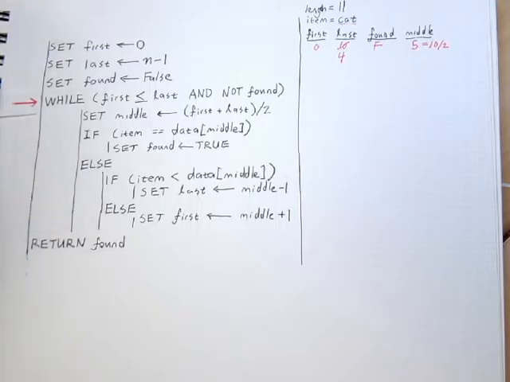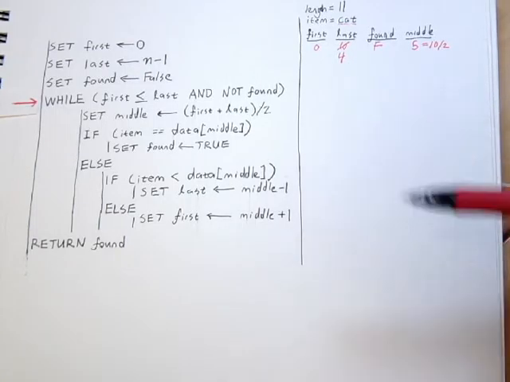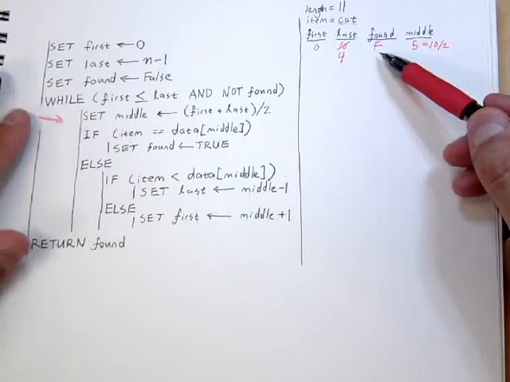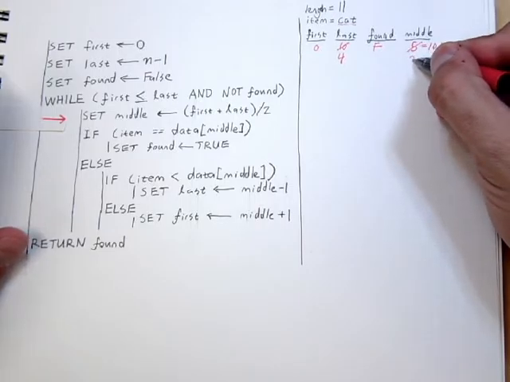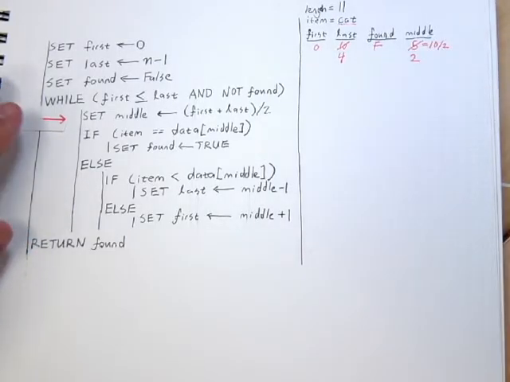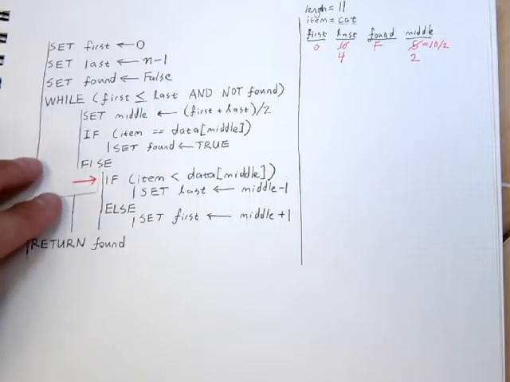So we go back up to the top of our loop, which is this while statement, and it says while first is less than or equal to last. First is still less than or equal to last, and not found, we haven't found it yet. We set middle to first plus last over 2. So 4 divided by 2 is 2. Item equals data middle, does cat equal chicken? No, it doesn't. Then we would set found to true, but it doesn't. So else, if item is less than data middle, is cat less than chicken? It is. Then we're going to set last to middle minus 1.